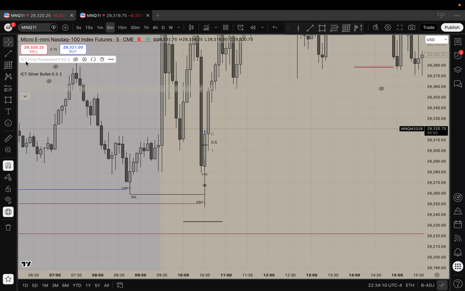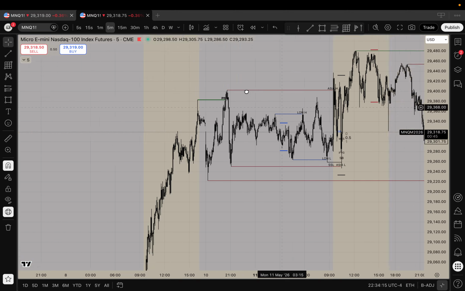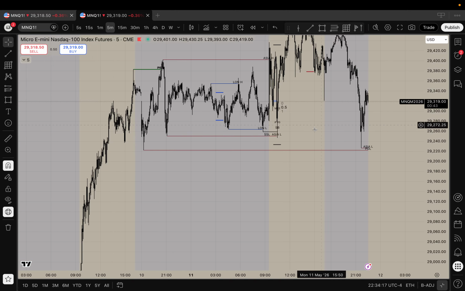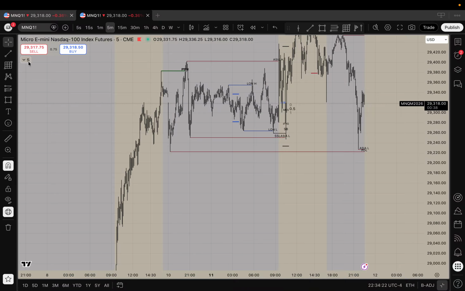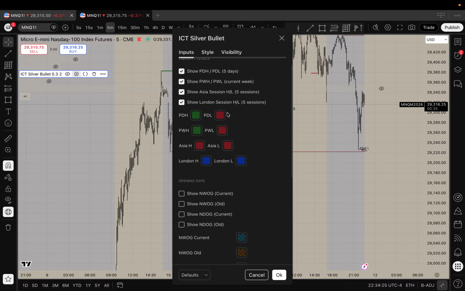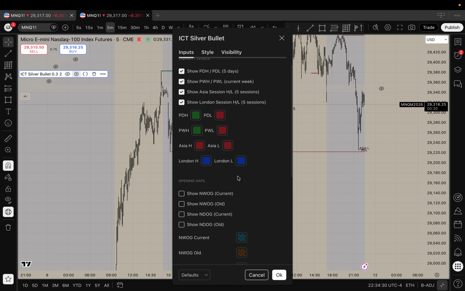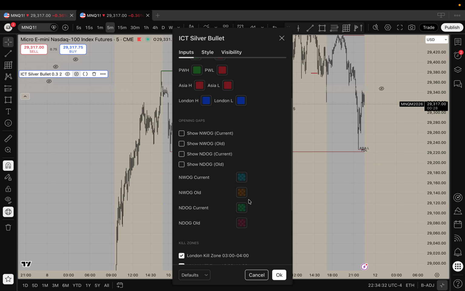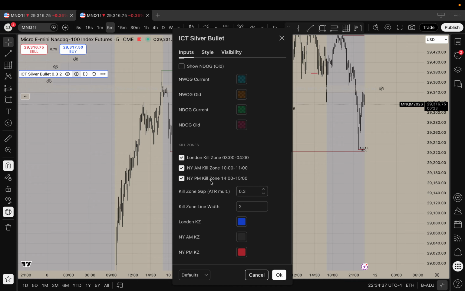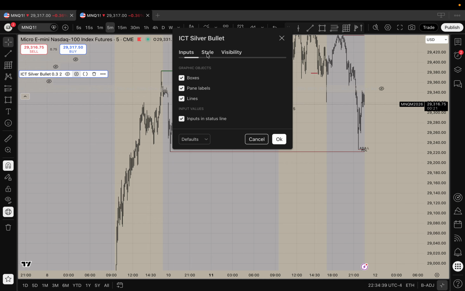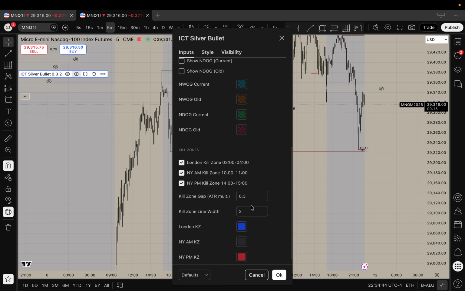But this indicator goes ahead and marks out our London lows, our Asia lows, our London session kill zone, our New York AM and PM session kill zones, previous day highs, previous week highs, things of that variety, and it's very customizable. You can change all of the colors. You can show which sessions you want to be shown. You can show if you want NWOGs or NDOGs, being new week opening gaps or new day opening gaps, and you can customize the entire color scheme for the entire indicator.